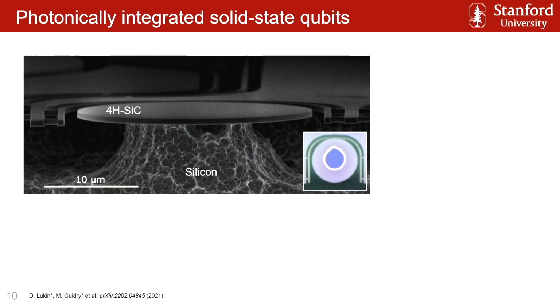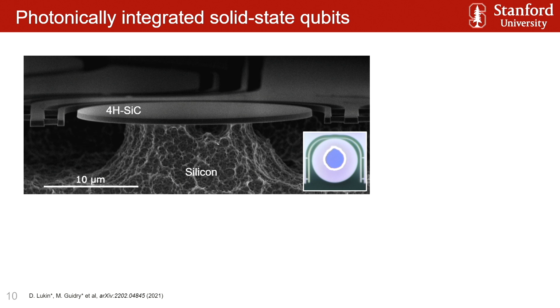So now we're going to bring these two worlds together, right? We have high quality thin film photonics. We have these nice spin defects. Let's bring them together. So what we're going to have is a micro disc resonator. Some of you might recognize it as a whispering gallery mode resonator.